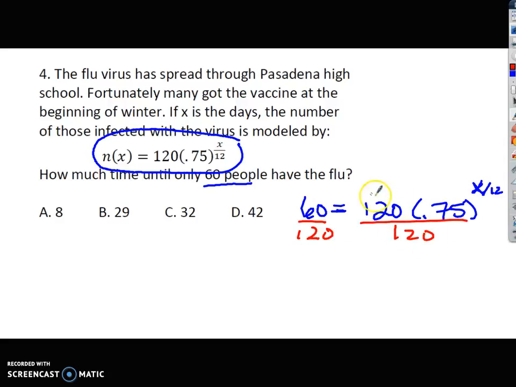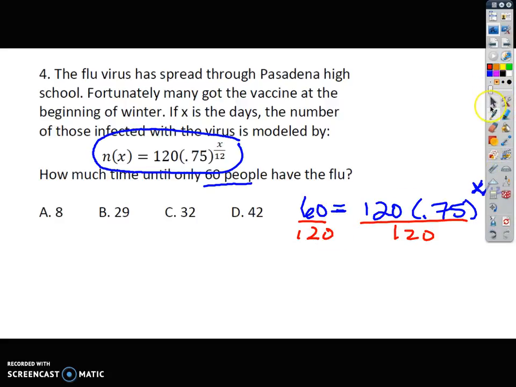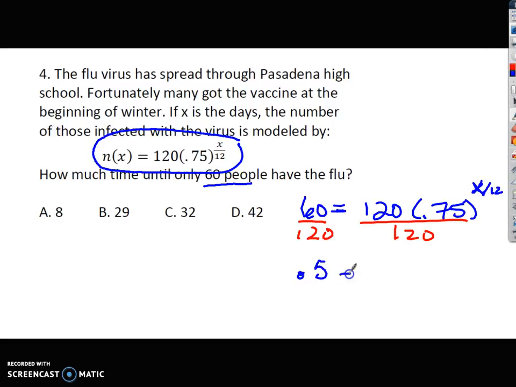So right here, these 120s are going to cancel out. 60 over 120 is actually 1/2. So this is going to be 0.5 is equal to 0.75 to the x over 12. Again, I want to get x by itself. So right here, I want to break this apart. I want the x by itself. I want to break this base and this exponent.